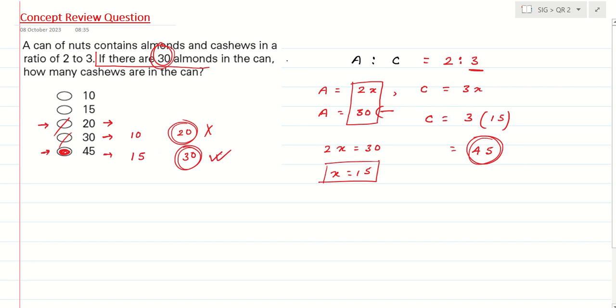I can also solve it using beta. Okay. We'll go with the next one.